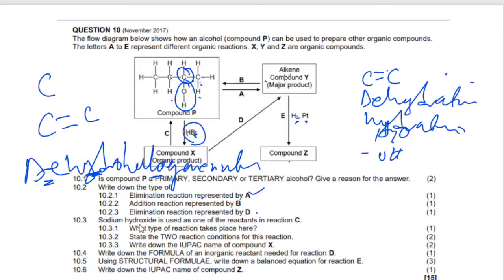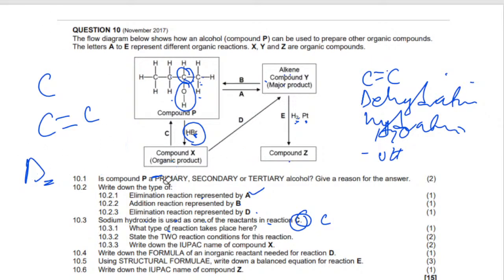Then we go to the next. Sodium hydroxide is used as one of the reactants. Where? Okay, write down. Where? Oh, here in this reaction C. Let's look at reaction C.